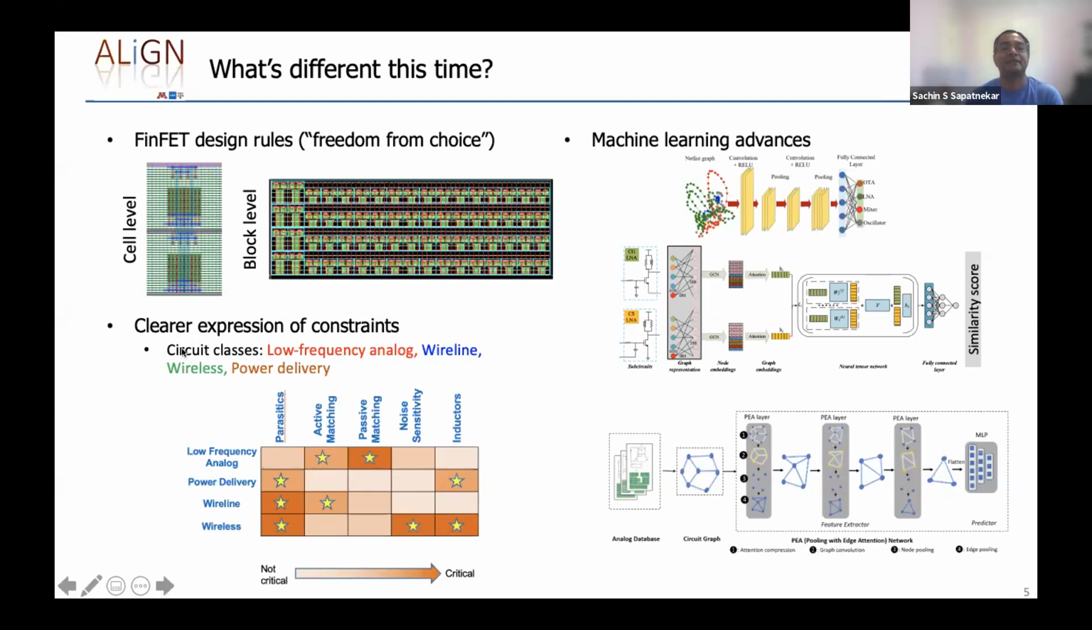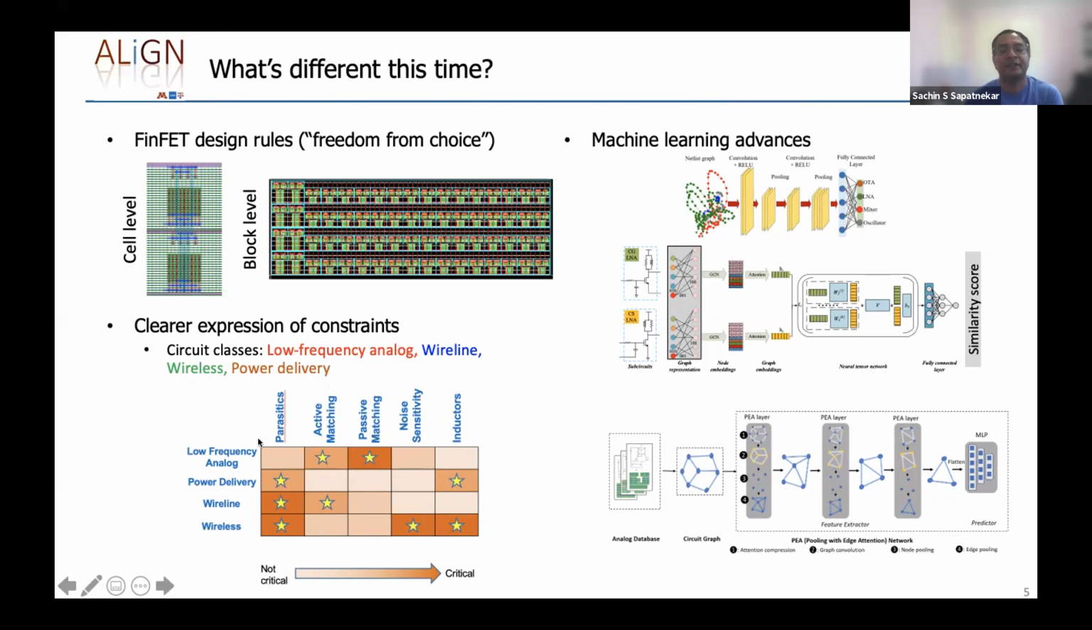The other thing that also happens is that the constraints could potentially be expressed more clearly. Now, one of the things that we are trying to do in Align is to be a sort of general purpose layout generator. So we're not targeting just data converters or just filters or just operational amplifiers or anything of that sort. We're trying to address a wide range of analog circuits. And we think of them in terms of 4 broad classes. One is low frequency analog. You can think of these as OTAs, for example. Wireline or high-speed link circuits, and these are things like DLLs, PLLs, VCOs, clock data recovery, etc. There's wireless, which is RF circuits, so all components, LNAs, mixers, etc. And then power delivery circuits, such as LDOs or voltage regulators of some sort.